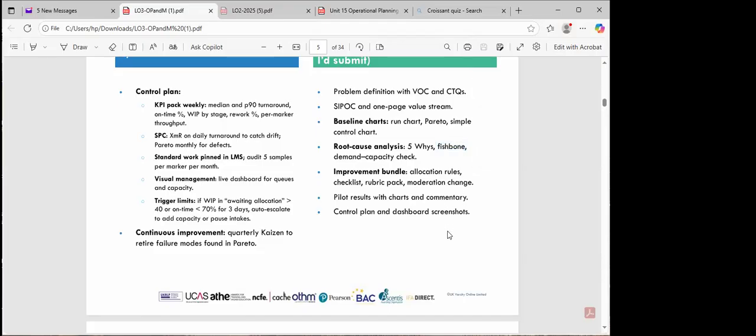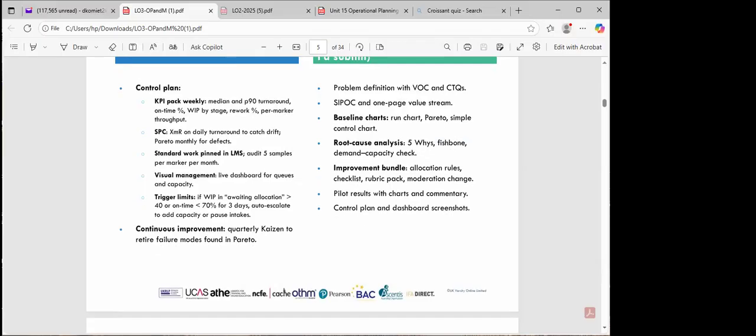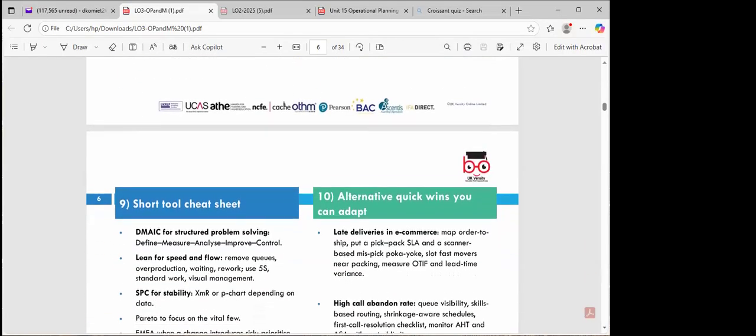Then you can also have what we call the improvement bundle, allocation rules, checklist. You know about checklist. Yes. You check against the rulebook pack or moderation change. Then pilot results with charts and complementary control plan and dashboard screens. Okay. So we can crack on.